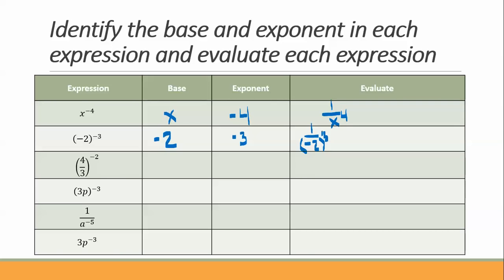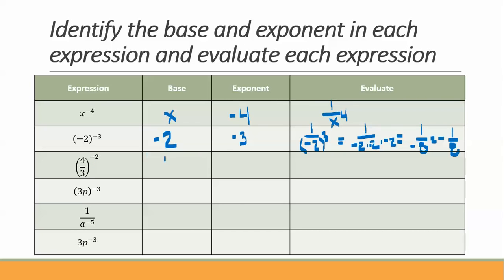We flip the fraction, we move the base to the denominator and make the exponent positive, and then we can evaluate negative 2 cubed, so that's 1 over negative 2 times negative 2 times negative 2. Because our base is negative 2, we're multiplying negative 2 times itself 3 times. So that's 1 over negative 8. We normally don't write negatives in the denominator, so we're going to do negative 1 over 8.